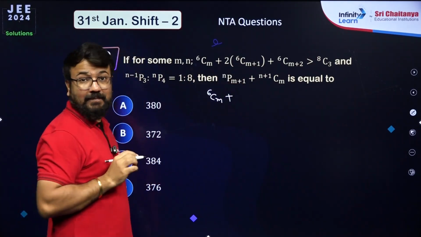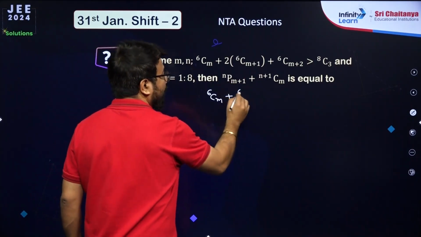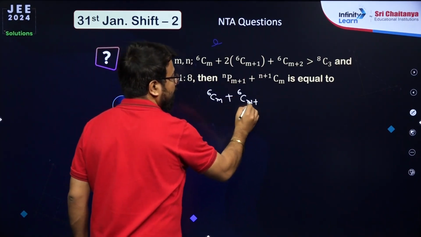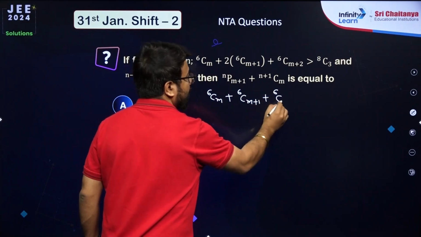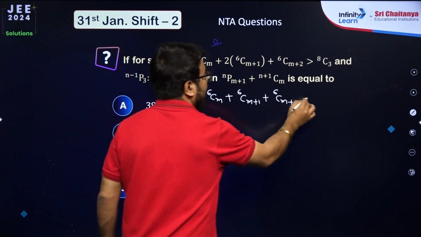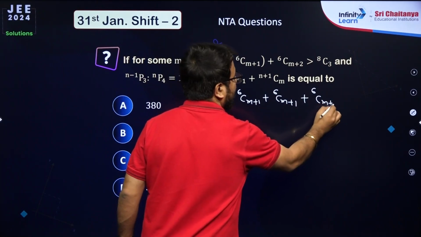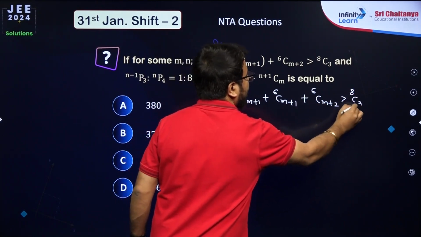2 times 6Cm plus 1. I am breaking it down into two parts: 6Cm plus 1, because it was 2 times, and then 6Cm plus 2. This is greater than 8C3.